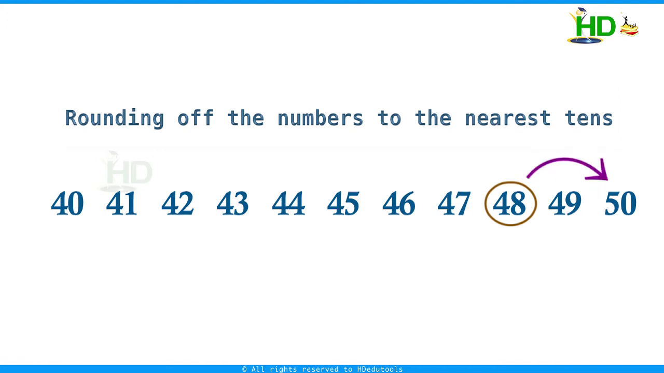Now suppose we consider 45. Now 45 is at equal distance from 40 and 50. But by convention it is rounded off to 50.